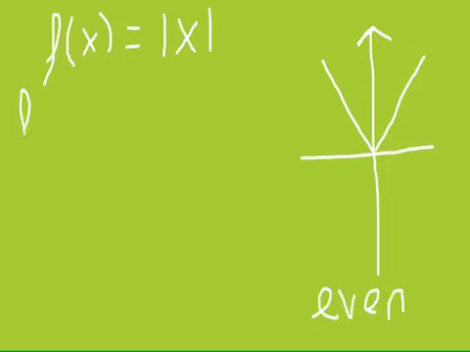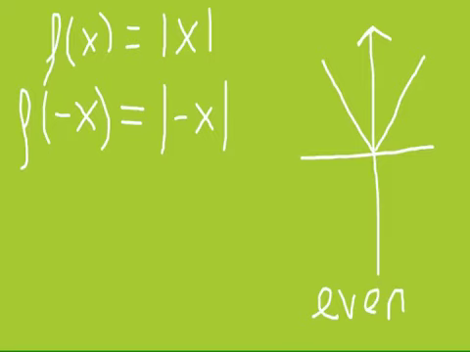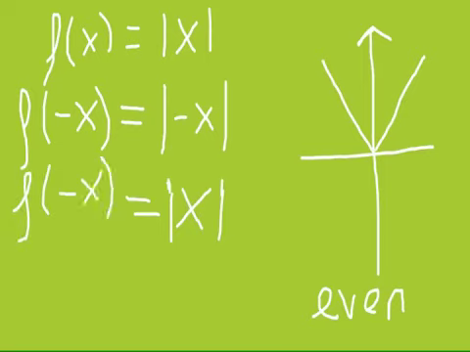If we try the algebra, remember for an even function, if you plug in negative x, we want to know what f of negative x gives us. Well, that's going to give us the absolute value of negative x. And remember, absolute values make everything positive. That's just going to be the same as the absolute value of x. So f of negative x is the absolute value of x, and that's also equal to f of x, and that's why we have an even function.